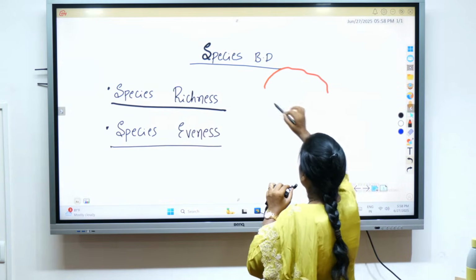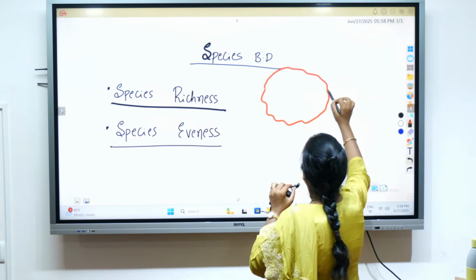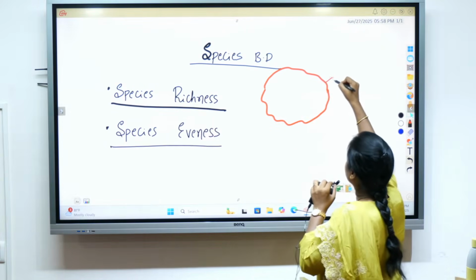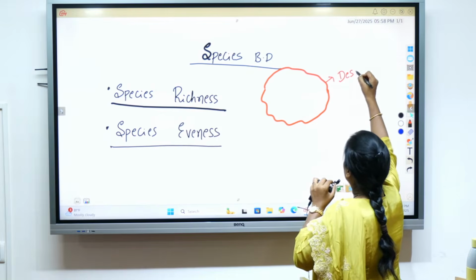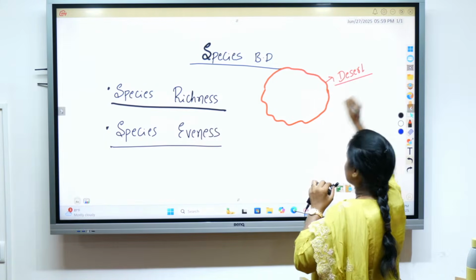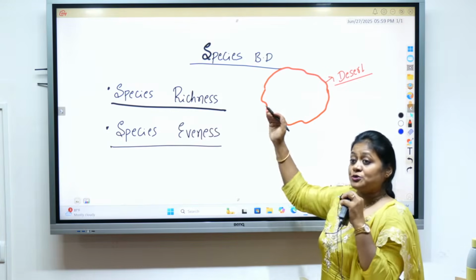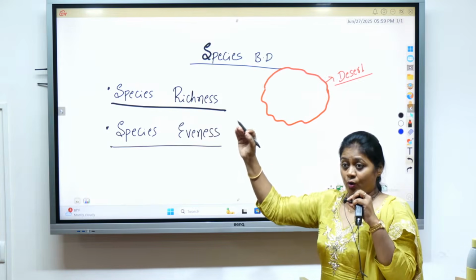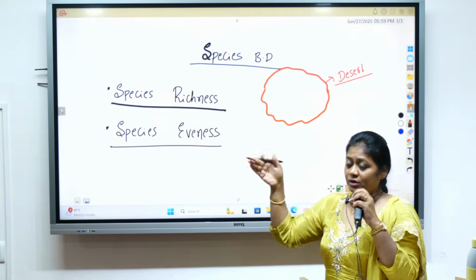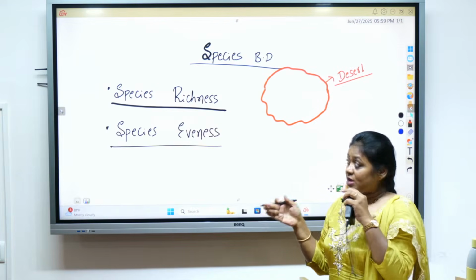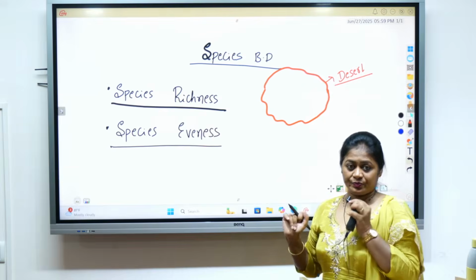This is an ecosystem. For example, desert. It is a desert ecosystem. How many types of species are found or available in that particular ecosystem is said to be species richness.